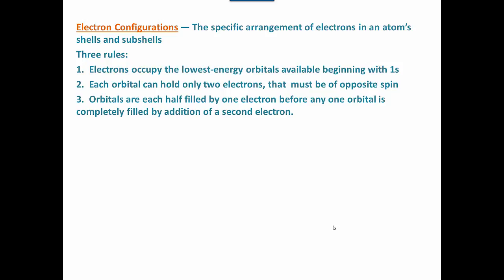So now, electron configuration. It's a specific arrangement of electrons in the atom's shells and sublevels. So there are 3 rules. Electrons will occupy the lowest energy orbitals available, starting with 1s. Each orbital can hold only 2 electrons, and they must be of opposite spin. Orbitals are each half filled by 1 electron before you can start pairing the electrons in the orbital.